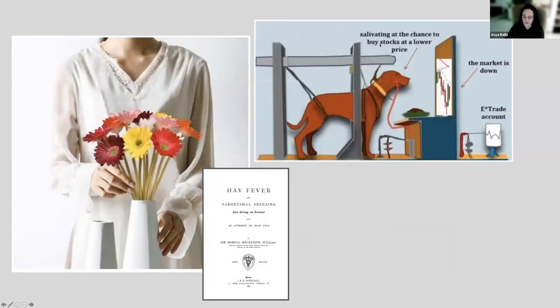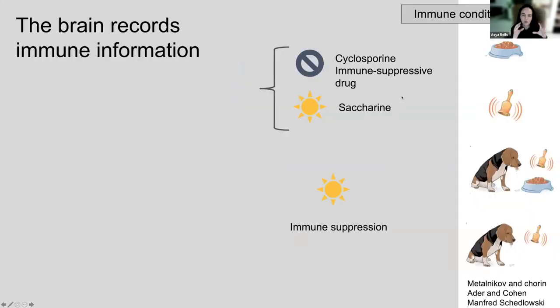And the idea is the following. What they showed is that you can give an immunosuppressive drug together with saccharin. If you couple them together, like classical conditioning, after a while it's sufficient that you give them saccharin, and they will respond with immune suppression. Classical memory, right? Like the classical kind of memory that we store in the brain for any other type of conditioning.